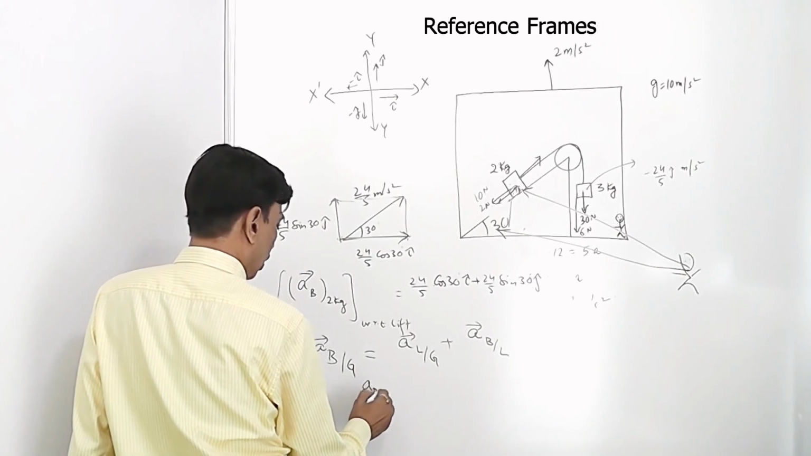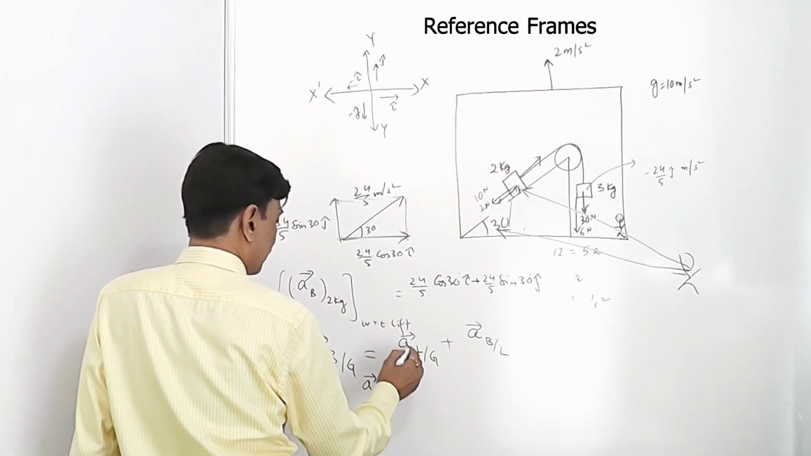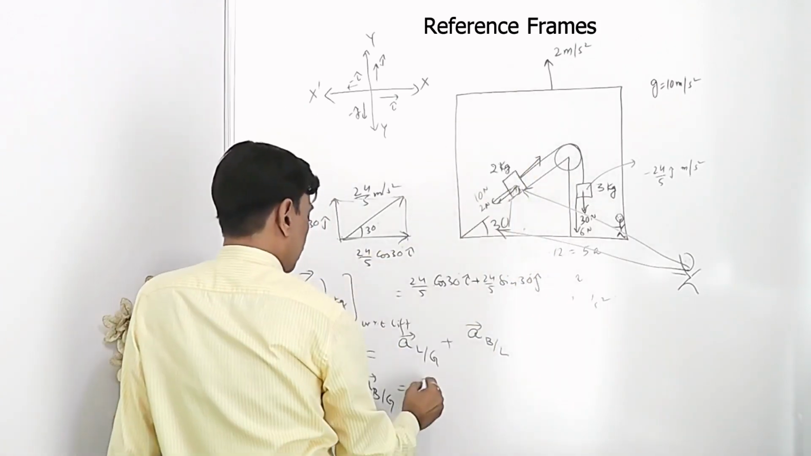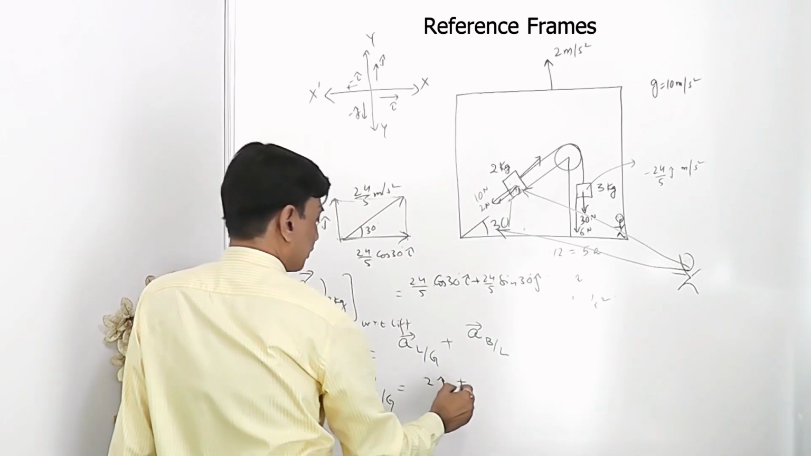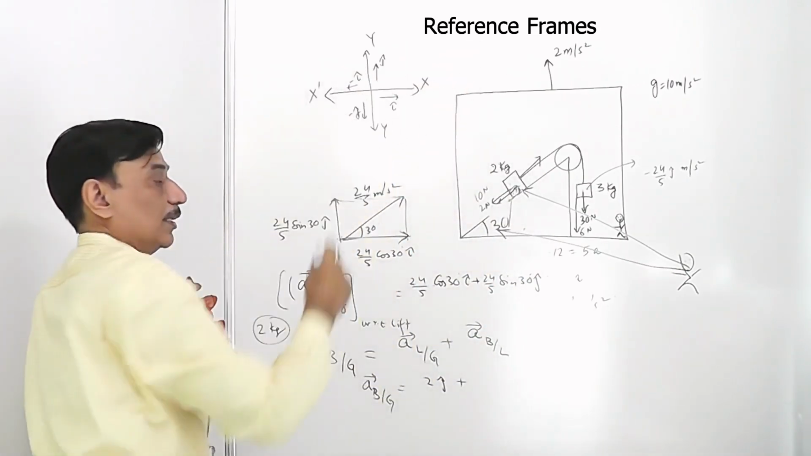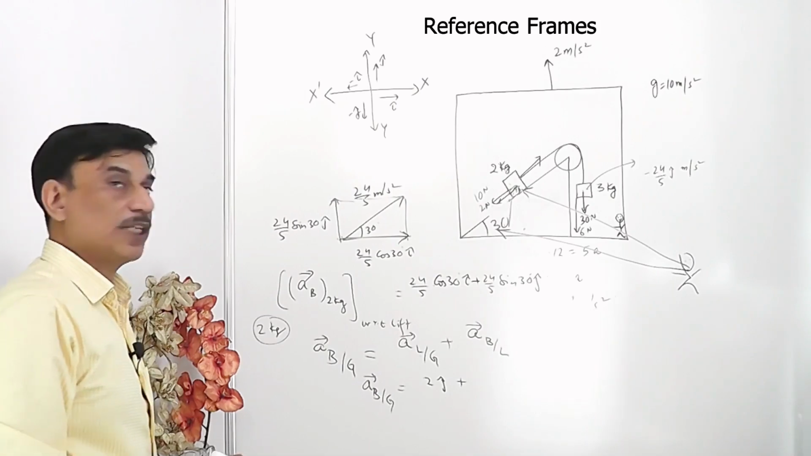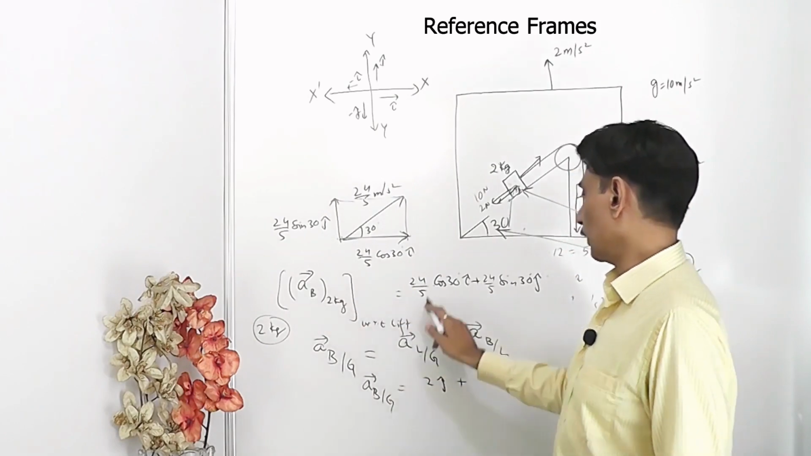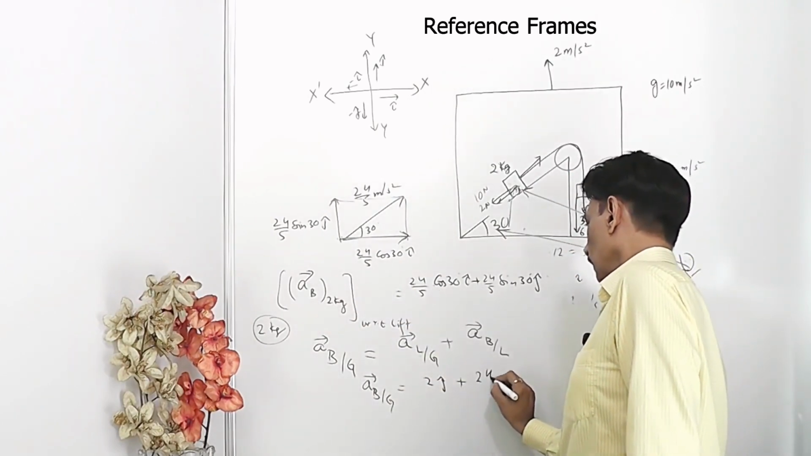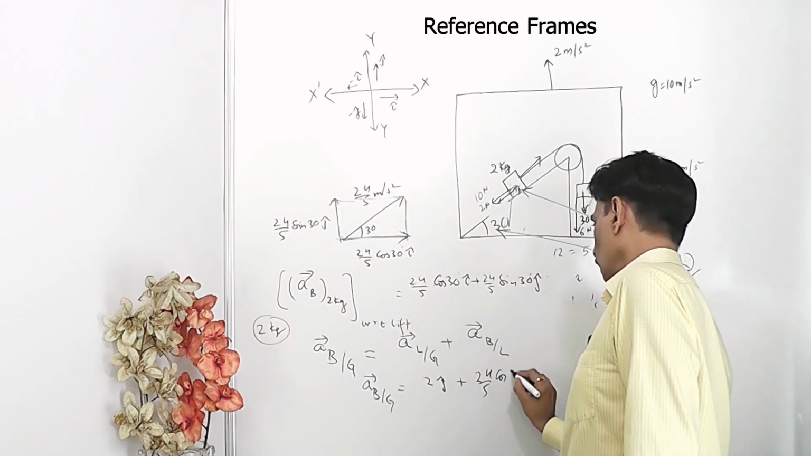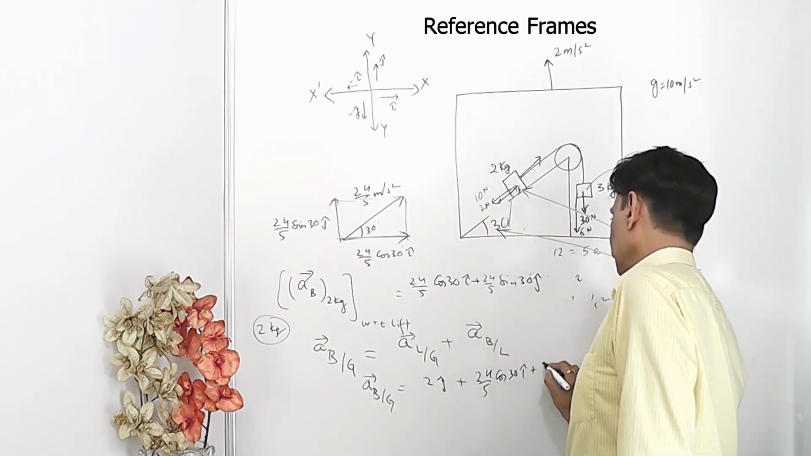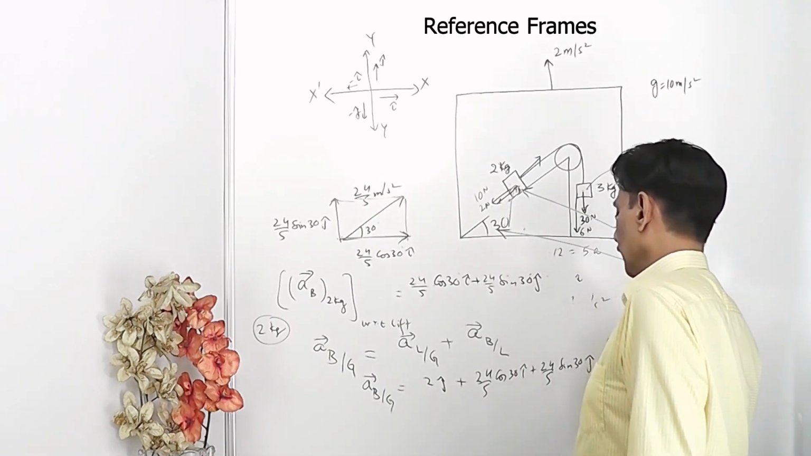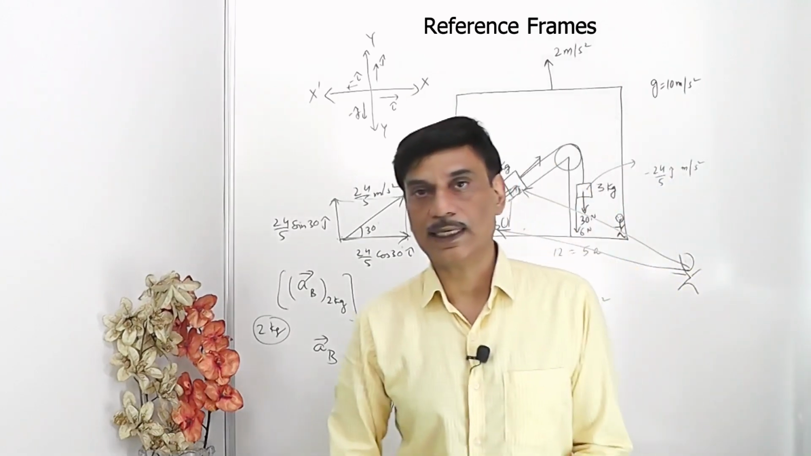So the acceleration of block with respect to ground is the acceleration of lift with respect to ground, which is 2 j cap. The lift is going up in the y-axis with 2 meter per second square. So it is 2 j cap plus the acceleration of block with respect to lift, which we have got: 24 by 5 cos 30 i cap plus 24 by 5 sin 30 j cap. You can put the values and you can get the answer.